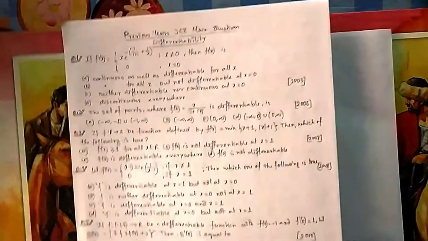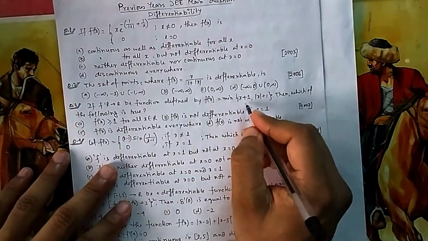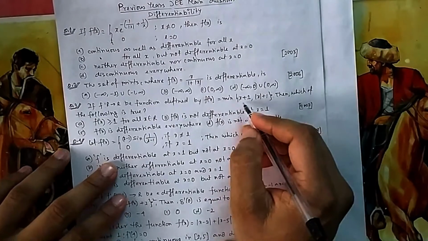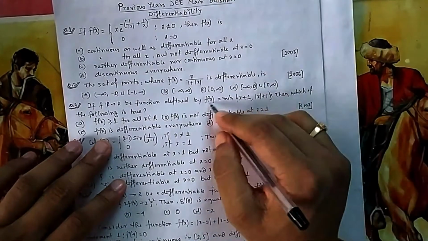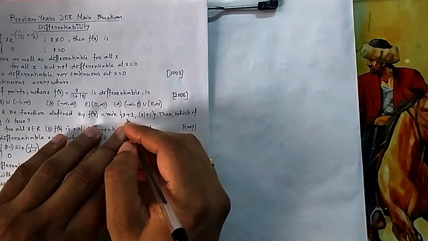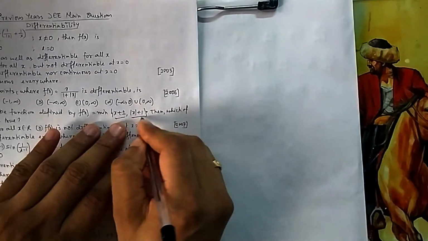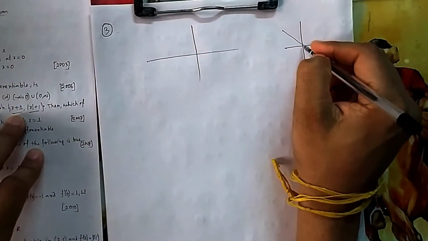Now if you come to question number 3, if f from R to R is a function defined by this one, f(x) is the minimum of these two functions. Min means you draw both these functions and the minimum will be the answer, that will be the value of the output. Then which of the following is true? So you have to draw two functions, one is x plus 1, one is mod x plus 1. So if I draw this one, what is mod x? Mod x is this one.